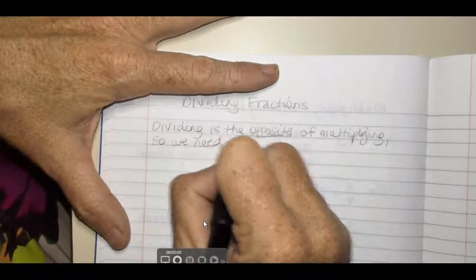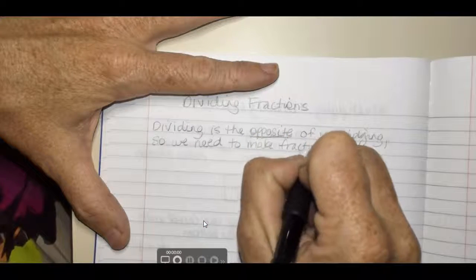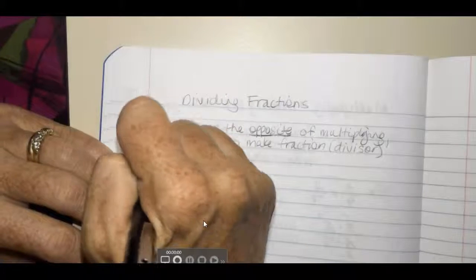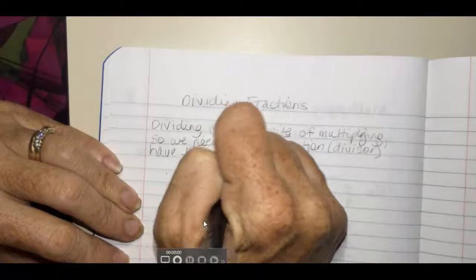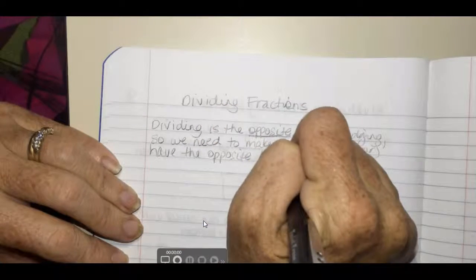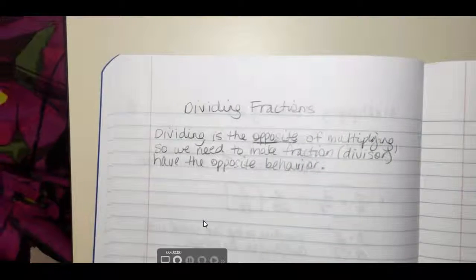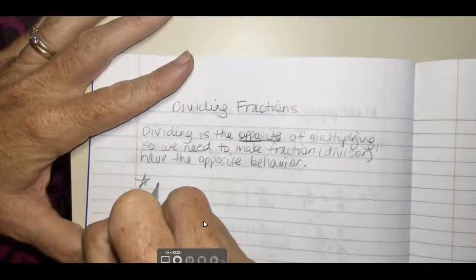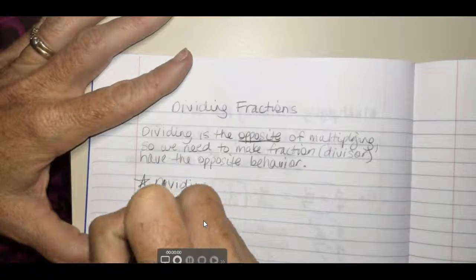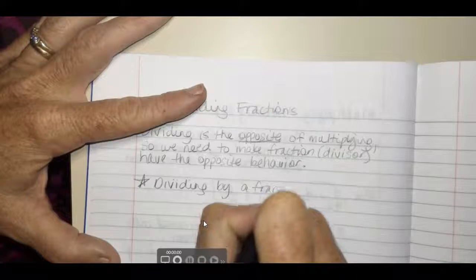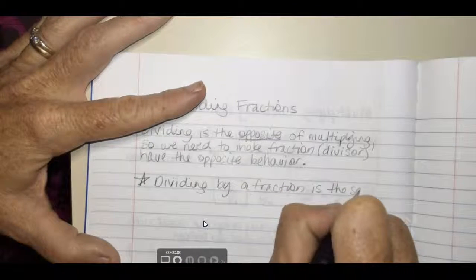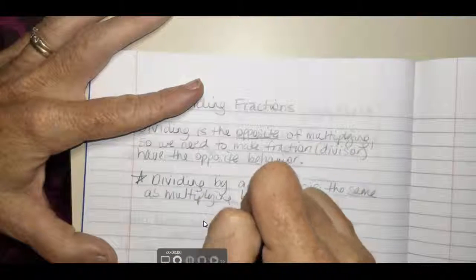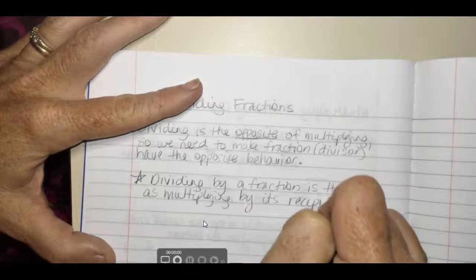So we need to make the fraction, the one you're dividing by, we call the divisor, have the opposite behavior. Okay? Biggest thing you need to remember: dividing by a fraction is the same as multiplying by its reciprocal.